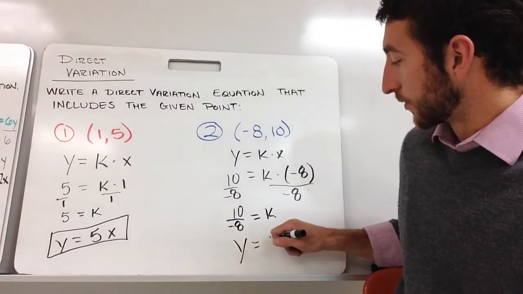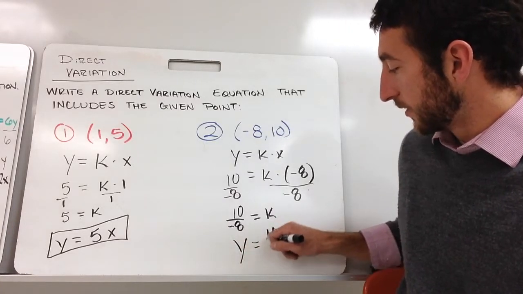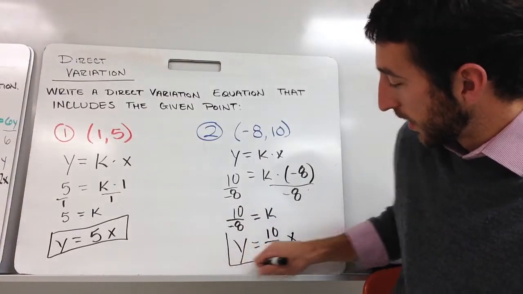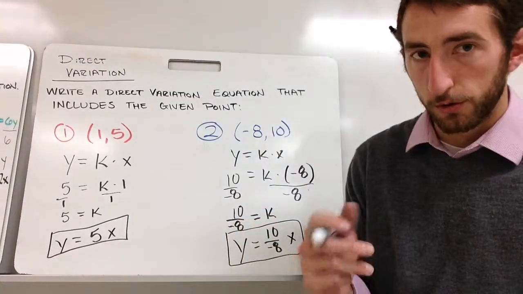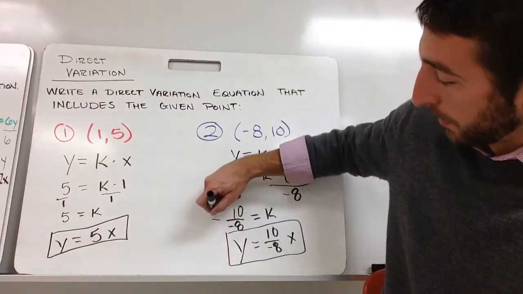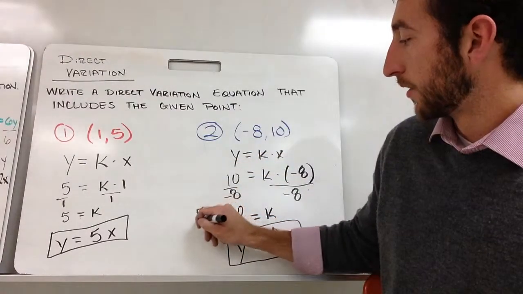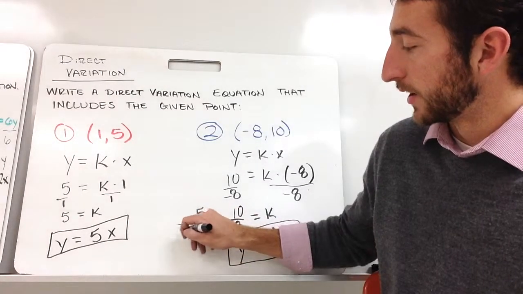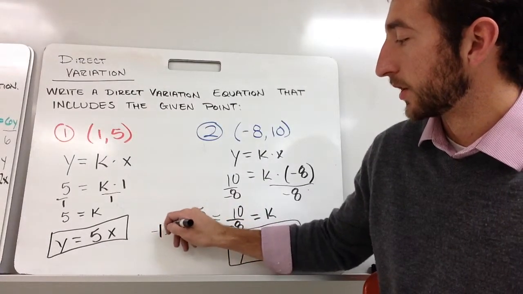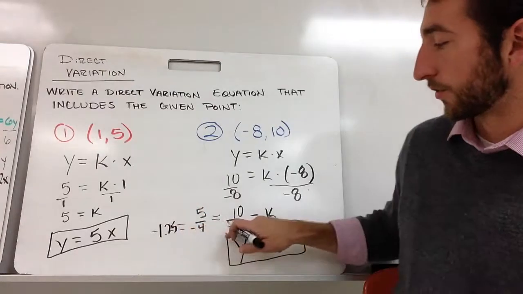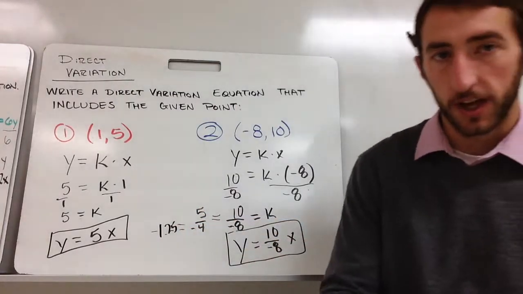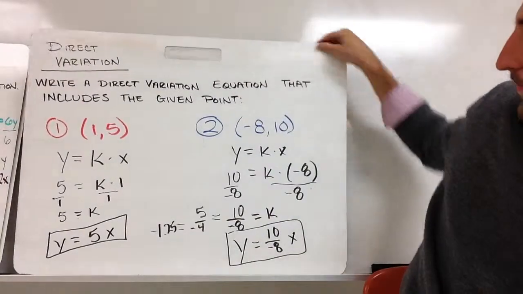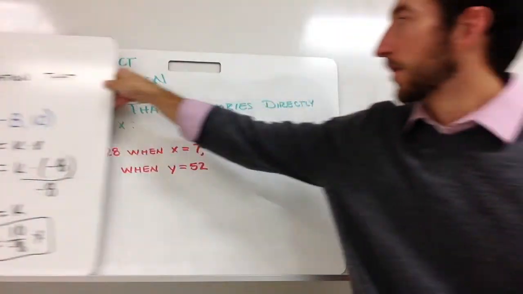So y equals 10 over negative 8x. Now if you did want to reduce it, this could be the same as 5 over negative 4. Or if you wanted it in decimal form, that's negative 1.25. So any of those three answers I will take as your k, because they're all equivalent.